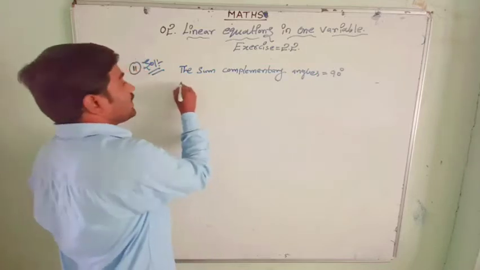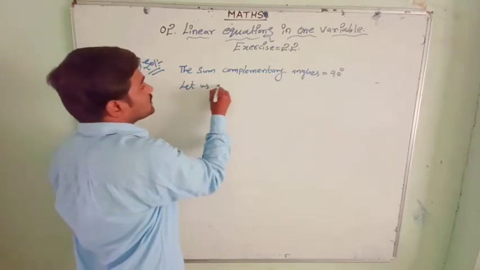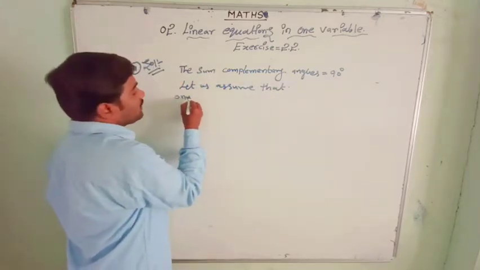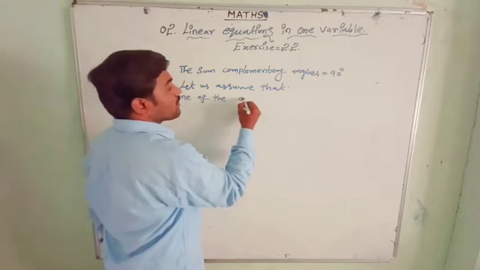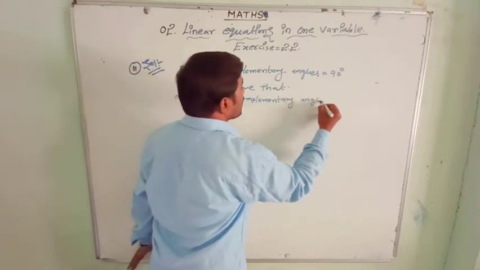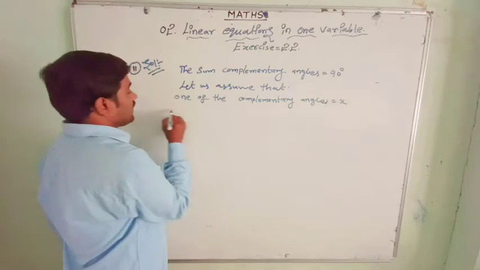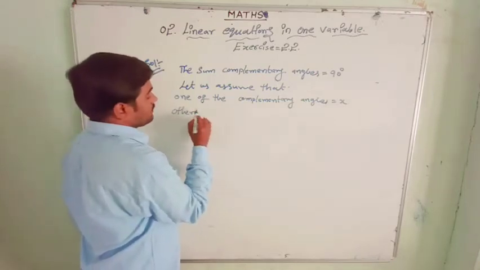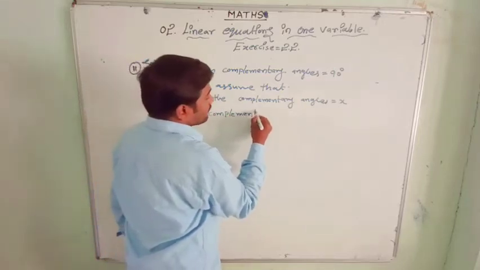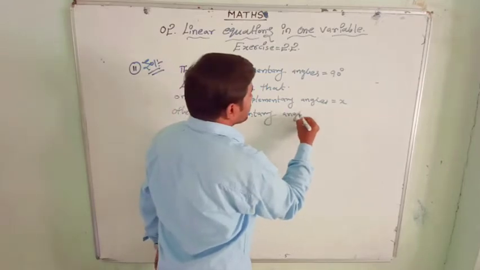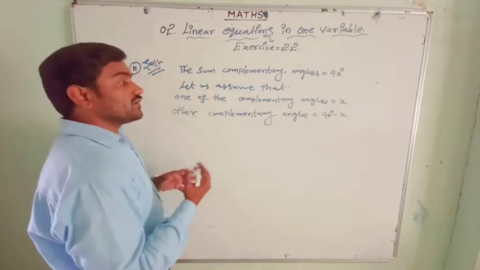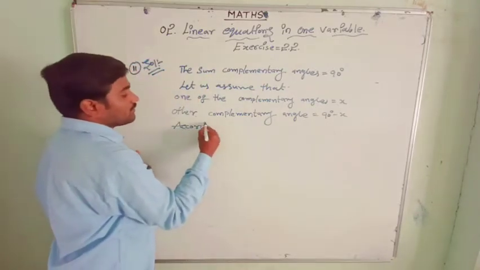Let us assume that one of the complementary angles is equal to x, then the other complementary angle is equal to 90 degrees minus x.